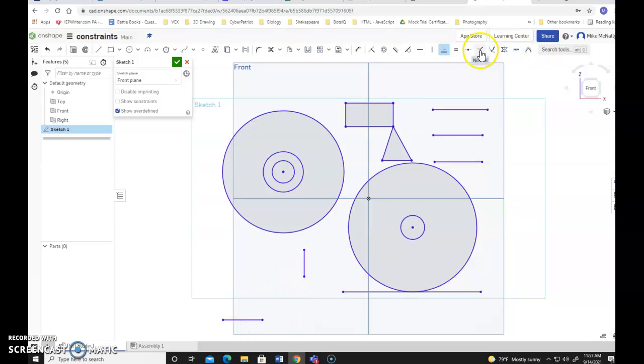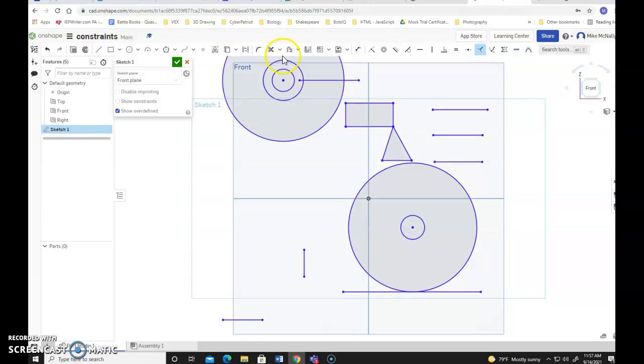And we'll do this last one, normal, which is sort of like perpendicular. And I'm going to take this, and I'm going to say normal, this line to this circle. Let's see what happens. So it kept the line at its location and made it come out of the circle at a 90-degree angle.